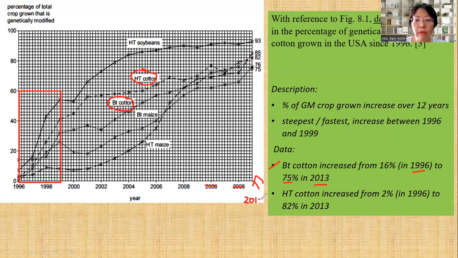So the student is quoting figures for the description here. You can also quote figures for this one also. You will also get the mark. But the student chose this one to quote the figure. So give the statement, quote the figure. Give the statement, quote the figure. HT cotton increases from 2% in 1996 to 82%. Why this one? Because it's easier to read. It's given already. You can see now 82% and 76% is given. So read this one, that's why it's easier. Okay. So statement, quote figure, statement, quote figure.